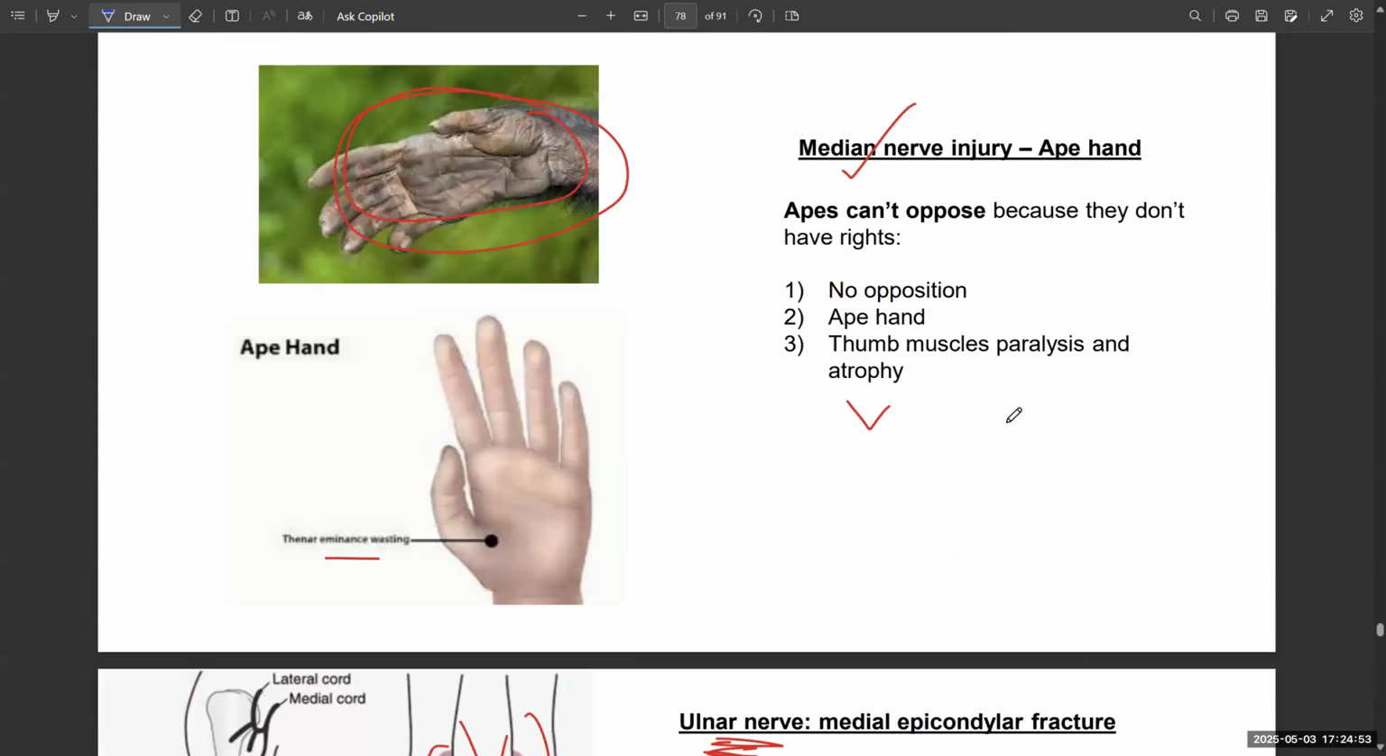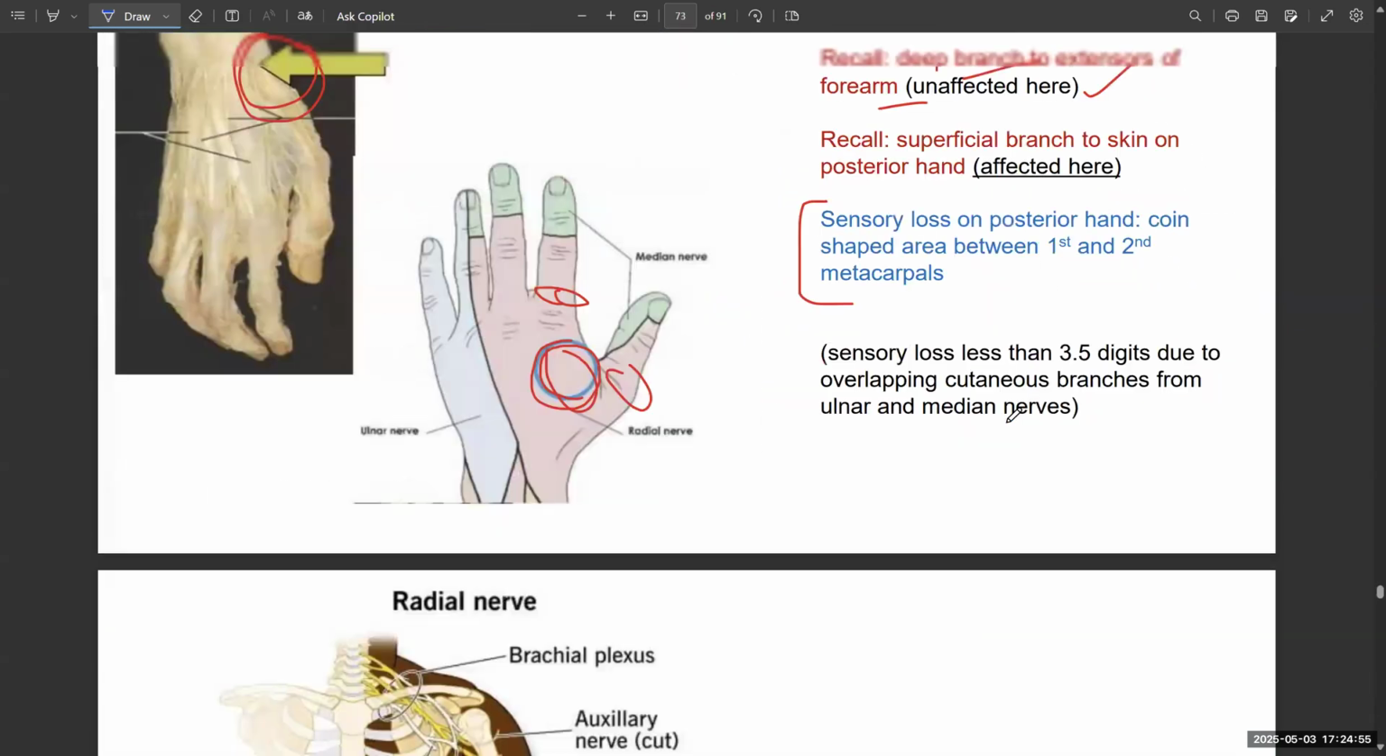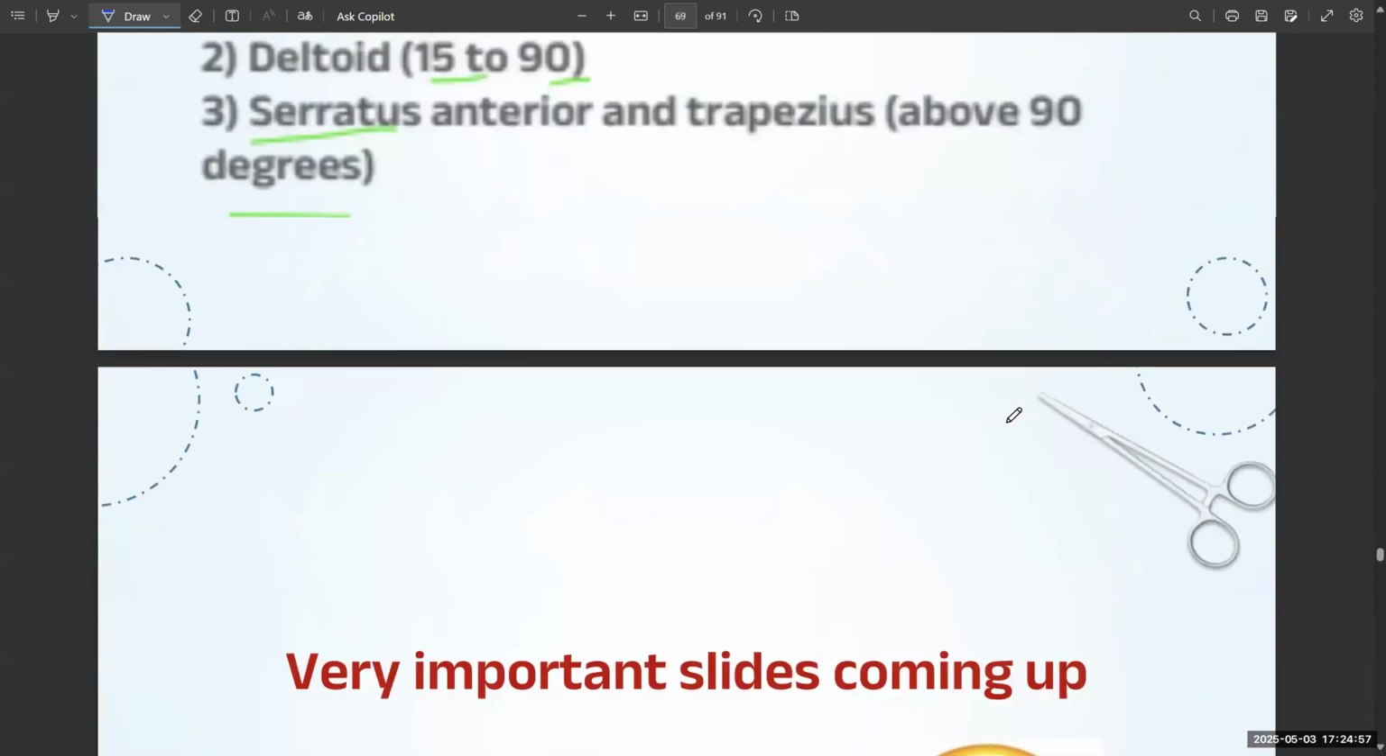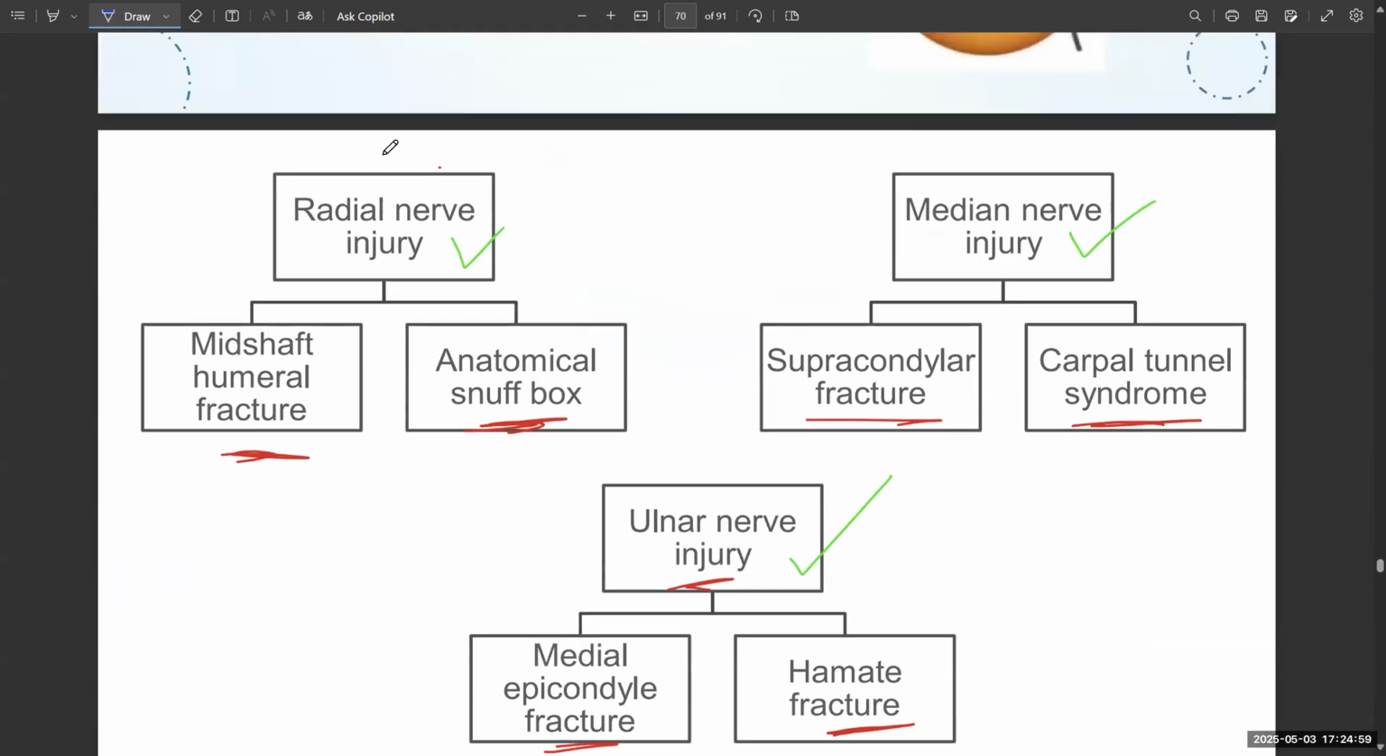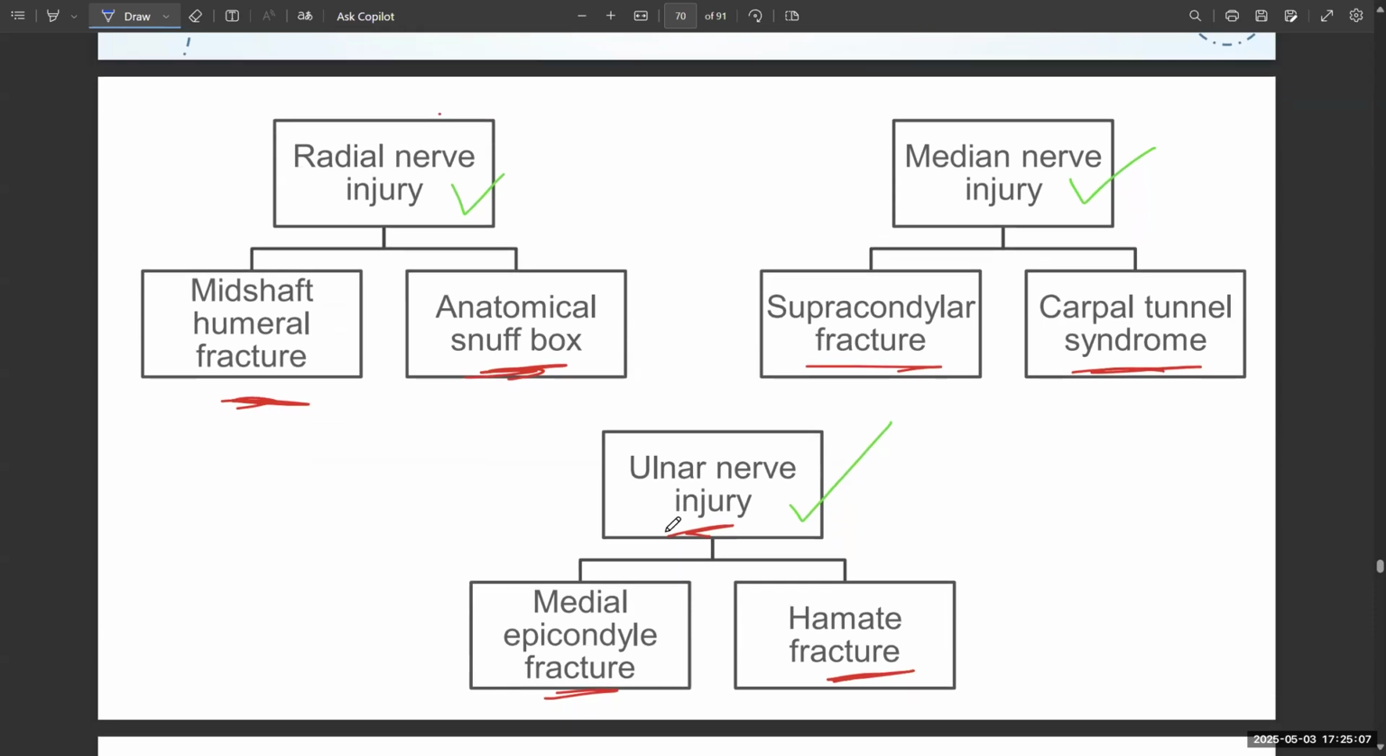So yeah, that's pretty much it for upper limb injuries. I just want to look at it one more time. Radial nerve was mid-shaft humeral fracture and anatomical snuffbox. Median nerve injury was supracondylar fracture and carpal tunnel syndrome. Ulnar nerve injury was medial epicondyle and hamate fracture.